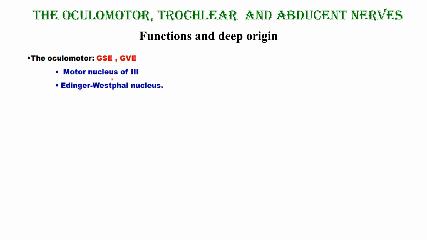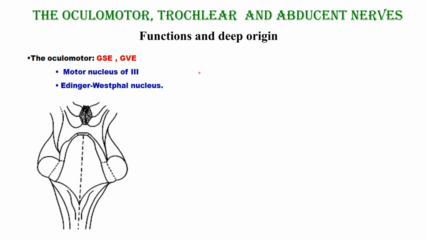The deep origin or the nuclear origin: the motor nucleus of the oculomotor and the parasympathetic nucleus, the Edinger-Westphal nucleus. Here you are. This is the motor nucleus of the third nerve, and this is the Edinger-Westphal nucleus. Both of them are present in the upper part of the midbrain.